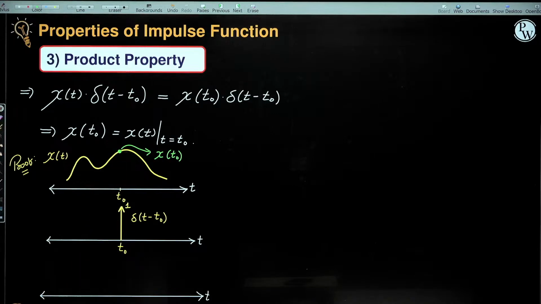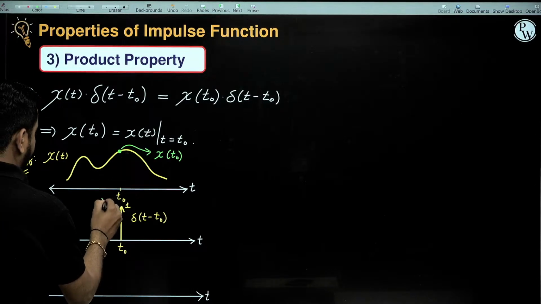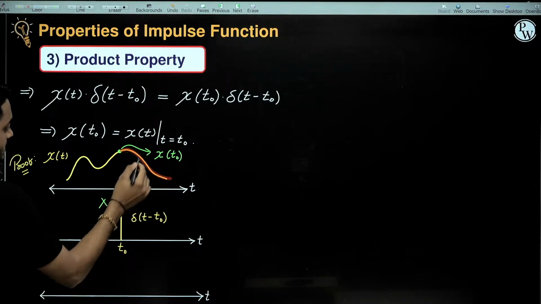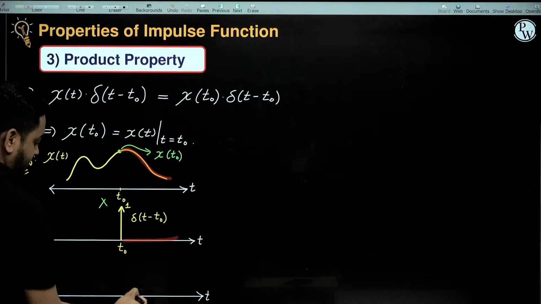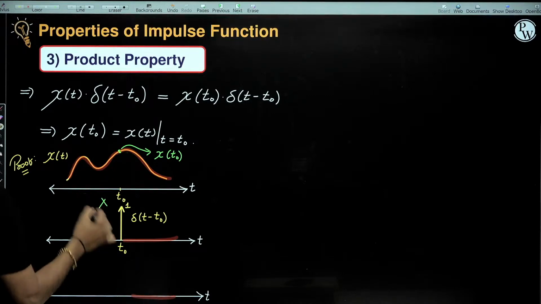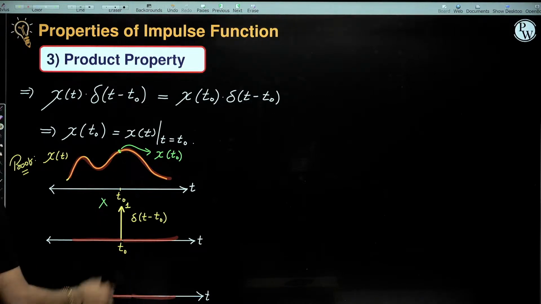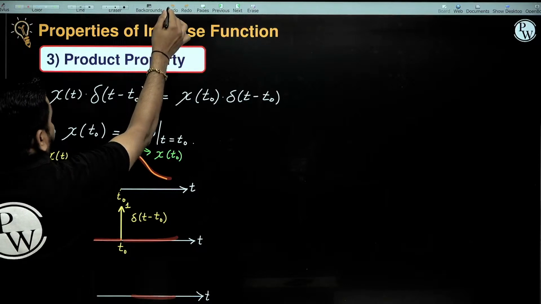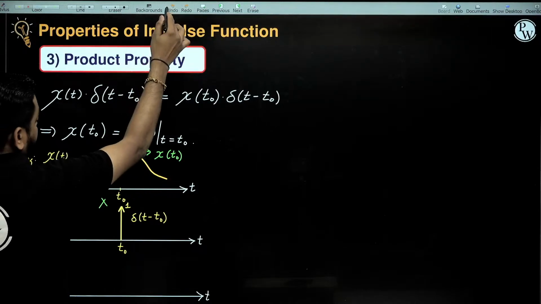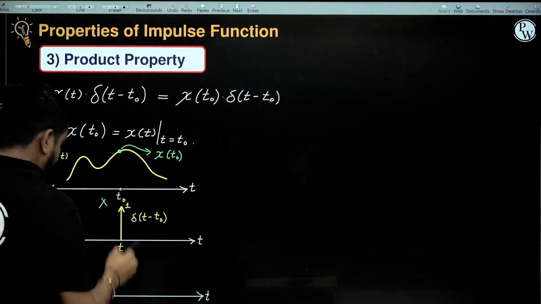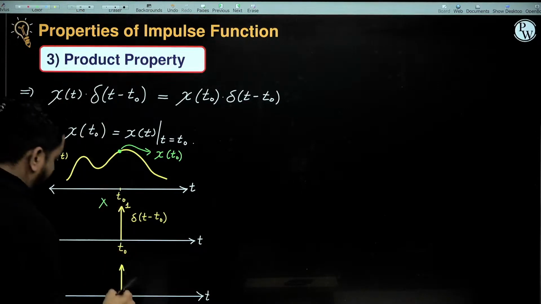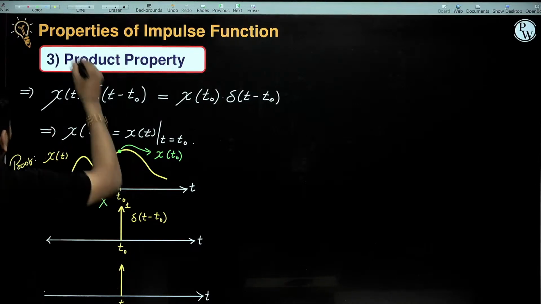So if you multiply these two signals, simple multiplication, you can see for greater than t naught, this multiplied by 0 is nothing but 0, and for less than t naught, this multiplied by 0 is nothing but 0. So the resultant signal will be impulse only, at t naught. Here you can see at t naught the resultant signal is impulse only, but the weight is different, same location but different weight.